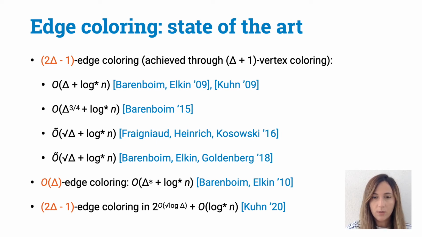But for solely the edge coloring problem, there are actually better algorithms. For example, if we allow a larger palette, that is, we allow order of delta colors, Barenboim and Elkin show that this problem can be solved in order of delta to the power of epsilon plus log star of n rounds for any arbitrary positive constant epsilon. But very recently, Kuhn showed that even if we restrict the number of colors to 2 delta minus 1, we can solve edge coloring in time sub-polynomial in delta.